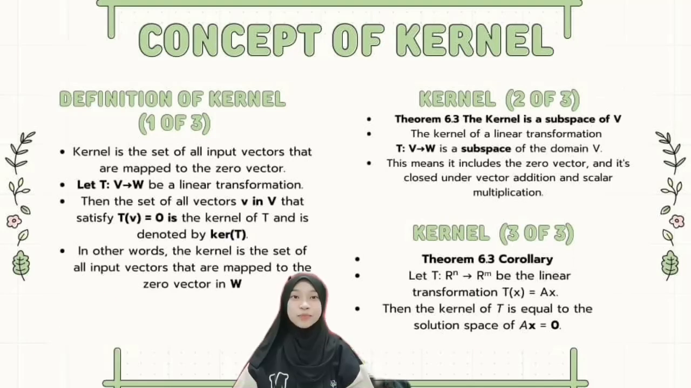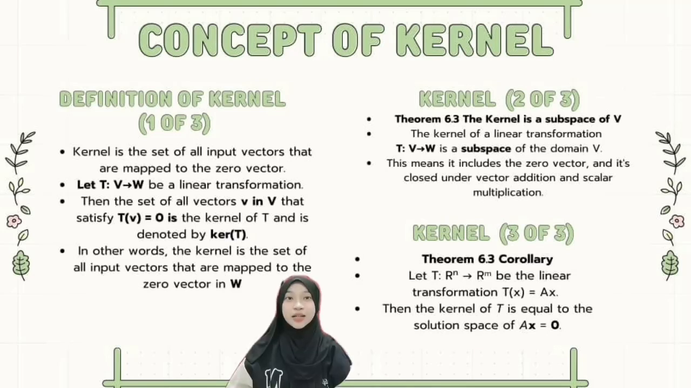So the second one is kernel 2 of 3. By theorem 6.3, the kernel is a subspace of V. The kernel of a linear transformation T: V to W is a subspace of the domain V. This means it includes the 0 vector and is closed under vector addition and scalar multiplication.